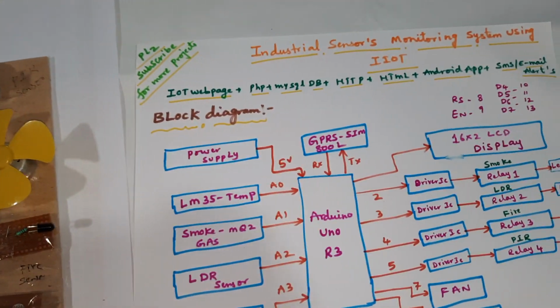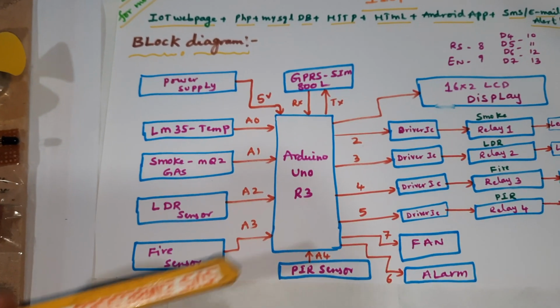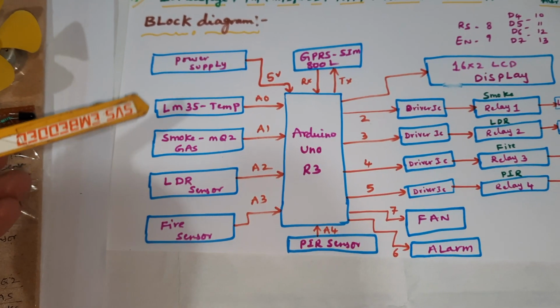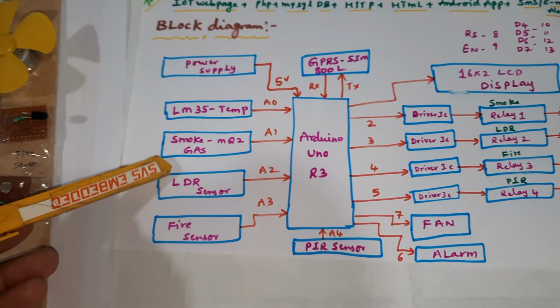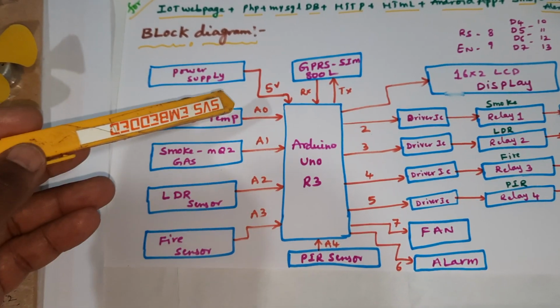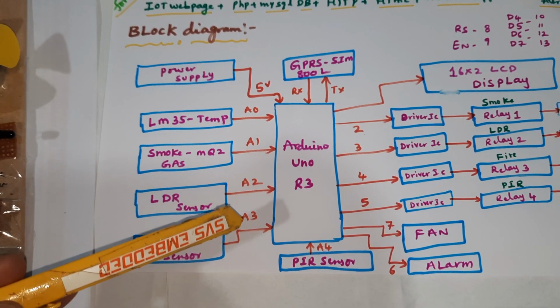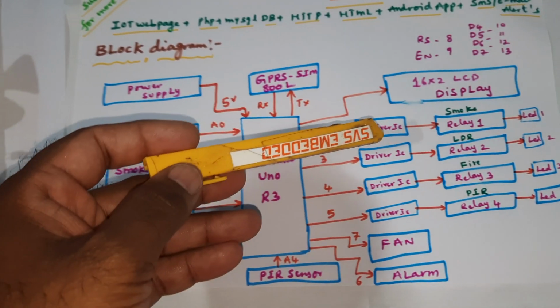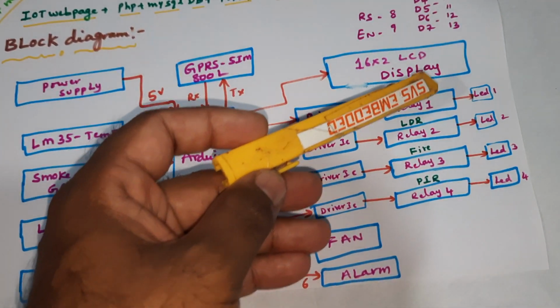The project title name is Industrial Sensor Monitoring System using IIoT. Here we are using an Arduino Uno R3 and a total of 5 sensors: LM35 temperature sensor, smoke sensor, gas sensor, LDR sensor, fire sensor and PIR sensor. Those are connected with analog inputs A0, A1, A2, A3, A4, and faults are shown on relay LED 1, 2, 3, 4.